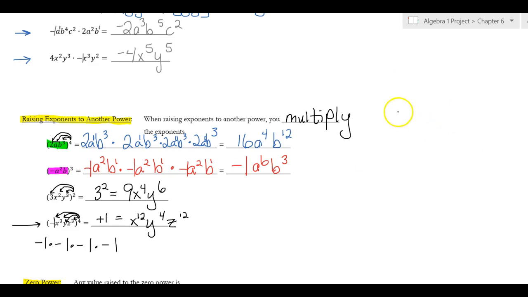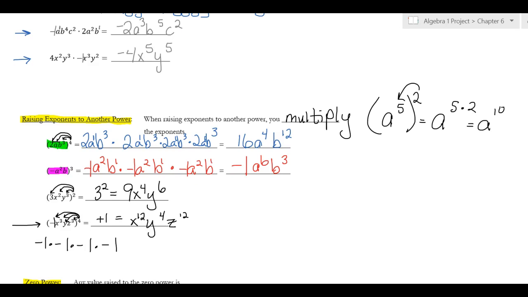So the rule for multiplying is if I have a to the 5th to the 2nd, I distribute that and it becomes a to the 5 times 2, which is a to the 10. All right?